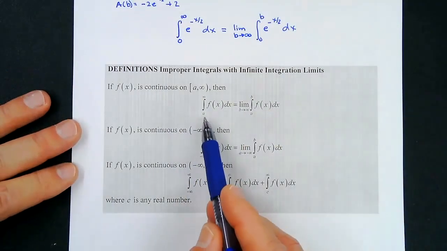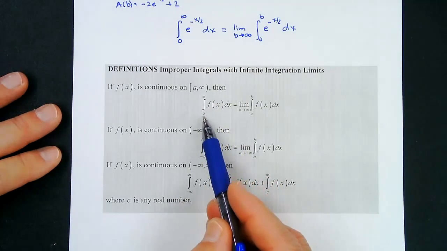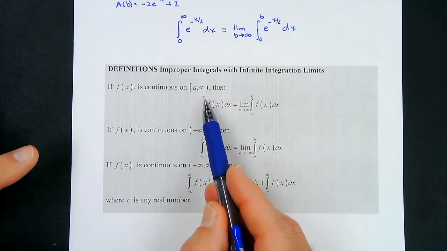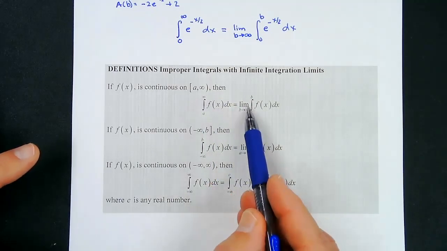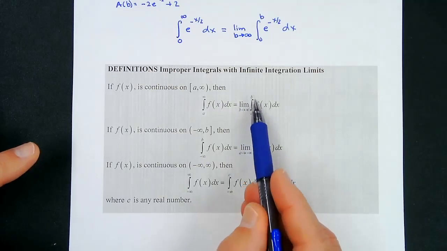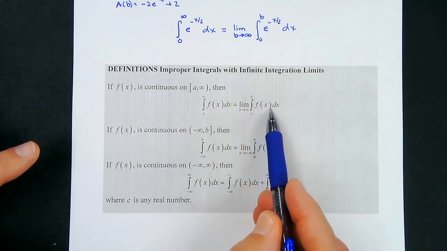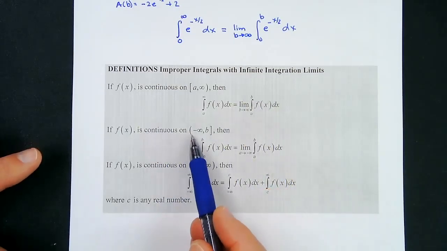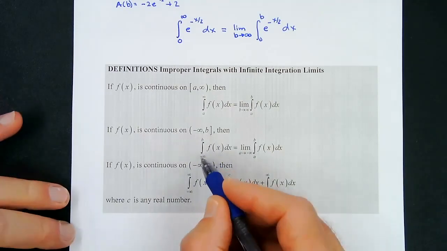Okay, so if I ask you to go from a to infinity, that's actually the one we just talked about. So if we want to go from some number a to infinity of f of x, we can just find the limit as b, and we call the infinity b here, b goes to infinity, from a to b of f of x dx, and evaluate this integral.